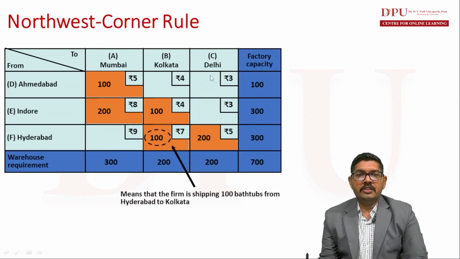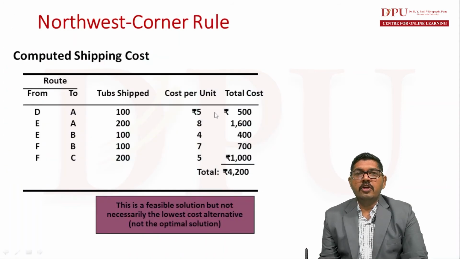In this particular cell, what quantity can we allocate? 100 is the capacity, 200 is the demand, so we can allocate 100 here. Here Indore's capacity is 300 and Delhi's requirement is 200, so here we can allocate 200. So we choose the cell where we can allocate the maximum quantity in order to resolve a tie. Similarly, we go on choosing the cells with the least cost and allocating the maximum possible quantity there, and find the initial basic feasible solution by the least cost method.